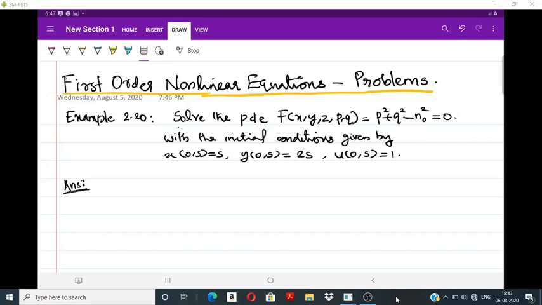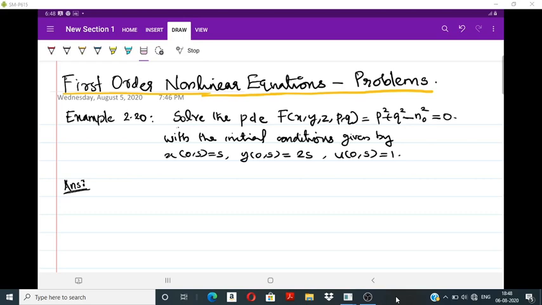Here we first consider the problem. Example 2.20. The problem is to solve the PDE f of x, y, z, p, q equal to p square plus q square minus n naught square equal to 0, which is a form of the eikonal equation, with the initial conditions given by x of 0, s is equal to s, y of 0, s is equal to 2s, and u of 0, s is equal to 1.